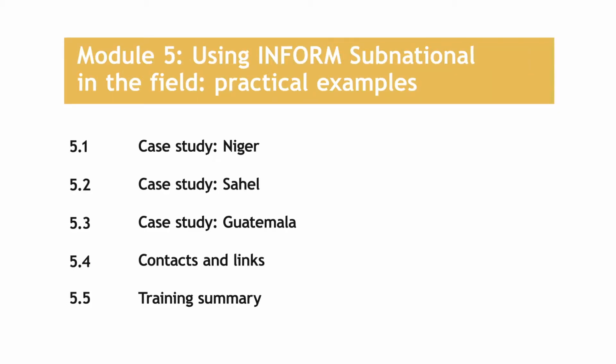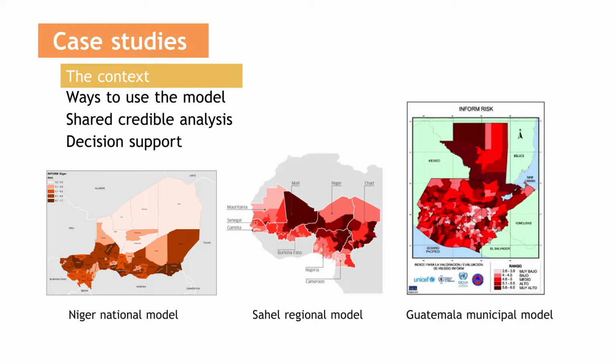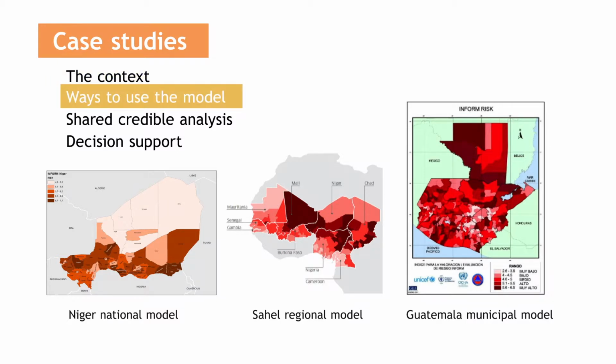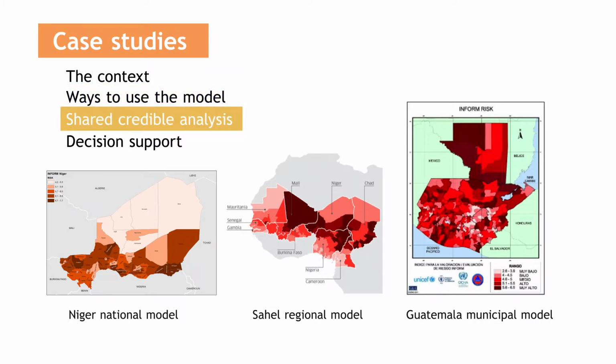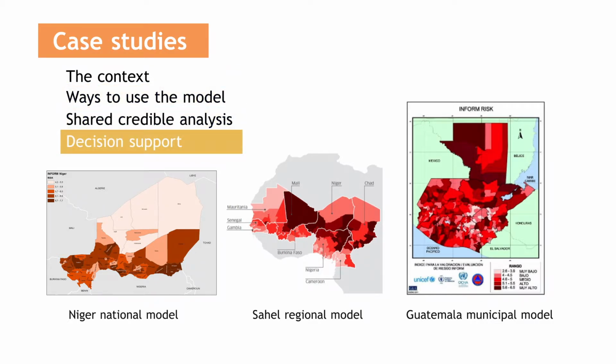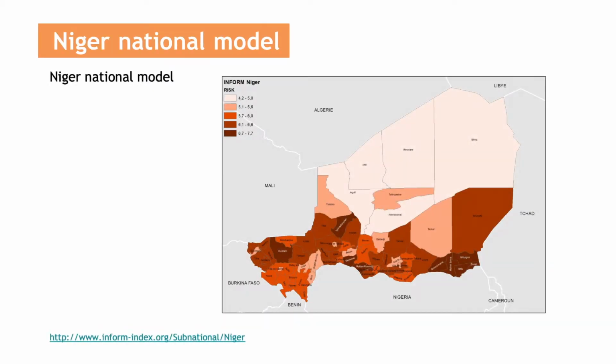Now, on to the specific examples of Niger, the Sahel, and Guatemala. We'll discuss the context, the ways the team advises others on the model's use, and the shared credible analysis and decision support that the model provides. Let's talk about the Niger national model.